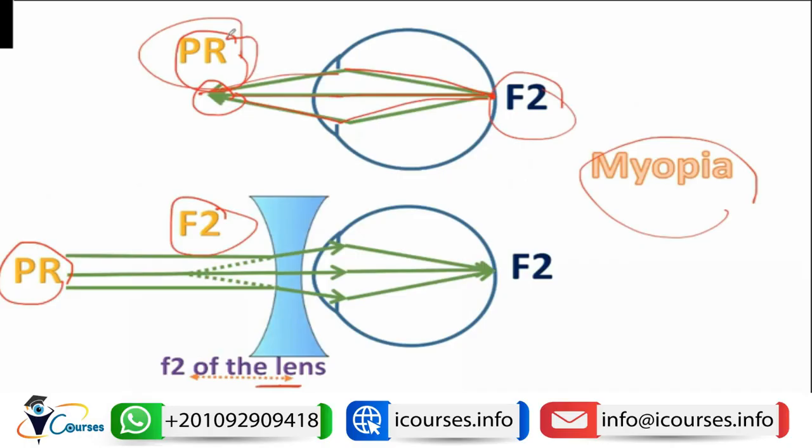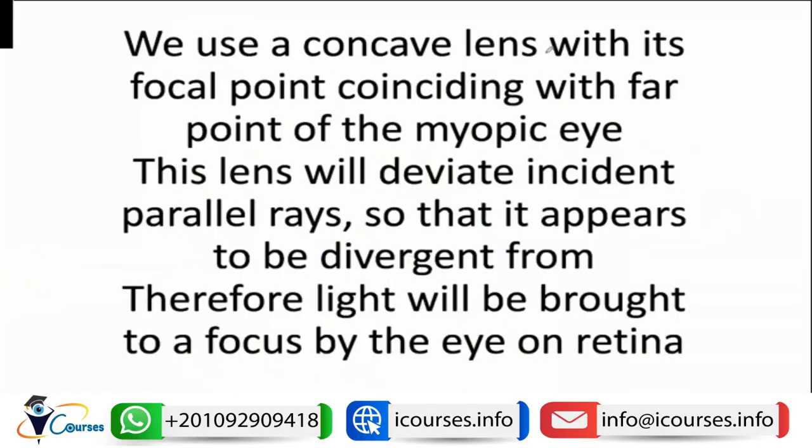So what lens to choose? This will depend. If we have a myopia, this eye has more convergent power, so we need the light rays to be divergent. And what is the optimum refracting surface to diverge light rays? It will be the minus lens. So we put a concave lens in front of the myopic eye that has a focal length. This focal length has the same value as the punctum remotum of this eye. So we use a concave lens with its focal point coinciding with the far point of the myopic eye.